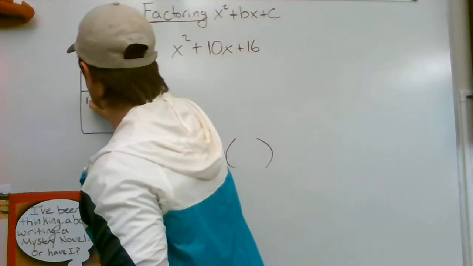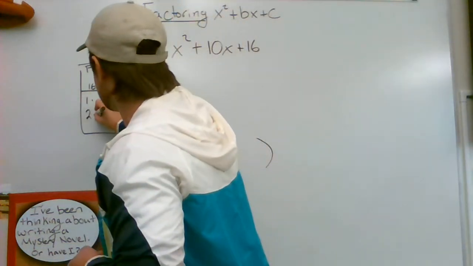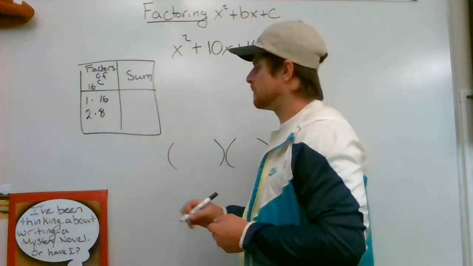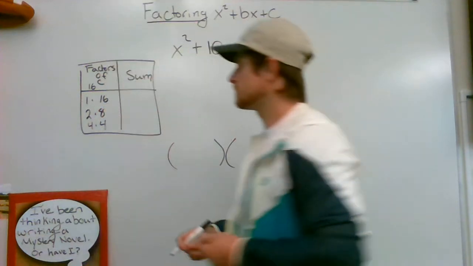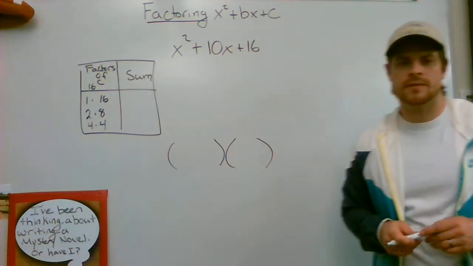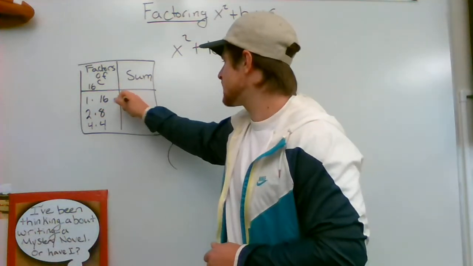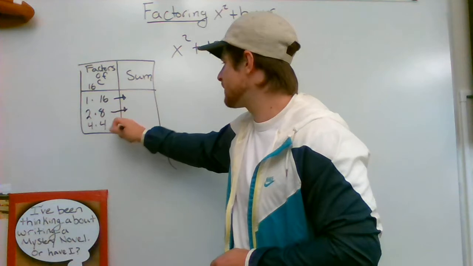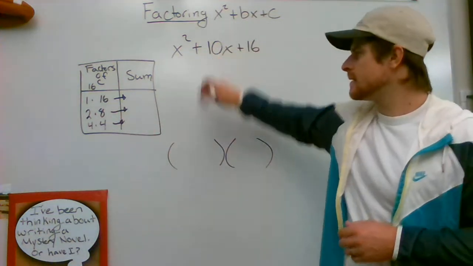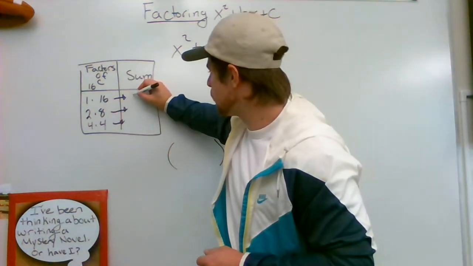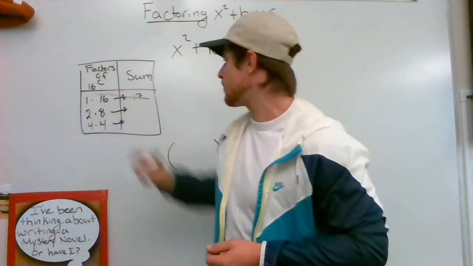Okay, so what are my factors of 16? Well, I could do 1 times 16. I could do 2 times 8. I can do 4 times 4. I can't think of any others. Okay, that's all of them. So now we're going to add each one of these together, and hopefully one of them will add together to make a 10. 16 plus 1, or 1 plus 16 makes 17, not 10, so we won't be using that one.